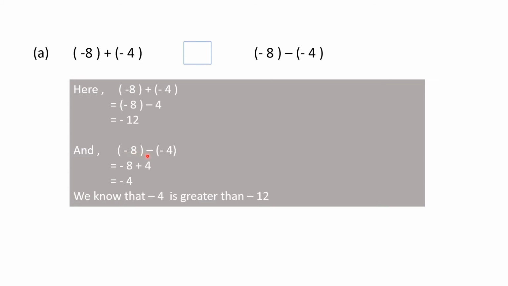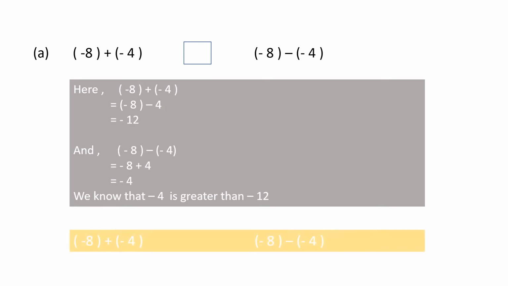So minus 8 minus minus 4, again minus minus becomes plus, minus 8 remains the same, minus plus becomes minus. So 8 minus 4 is 4 and greater number sign minus, right? So we know that minus 4 is greater than minus 12. As you can see, we have got minus 12 in the first part and minus 4 in the second part. So we know that minus 4 is greater than minus 12, as I've taught you in the first class how to compare negative integers, right?